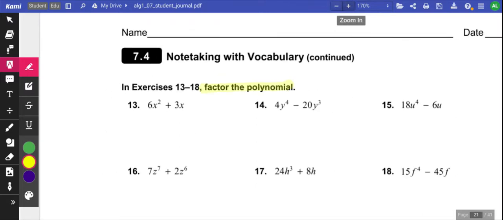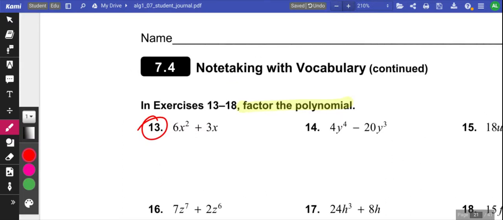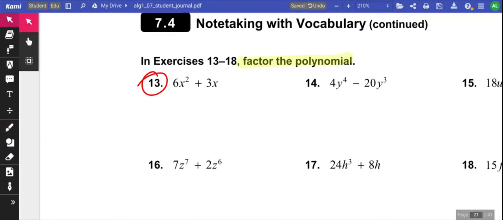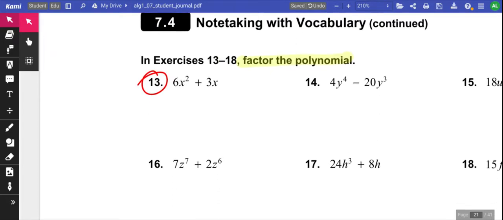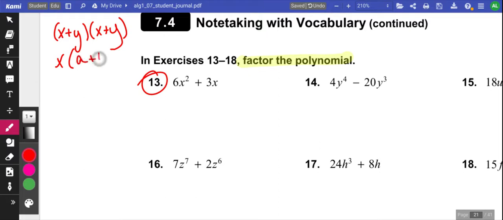So let's start with the factoring. We have right here, let's start with number 13 because I think that's the easiest one. You've got this 6x squared. Zoom way in. We've got 6x squared plus 3x. So we're thinking, I want this in factored form. Factored form usually means I've got two binomials, so something like x plus y, or I have something on the outside multiplying some binomial.